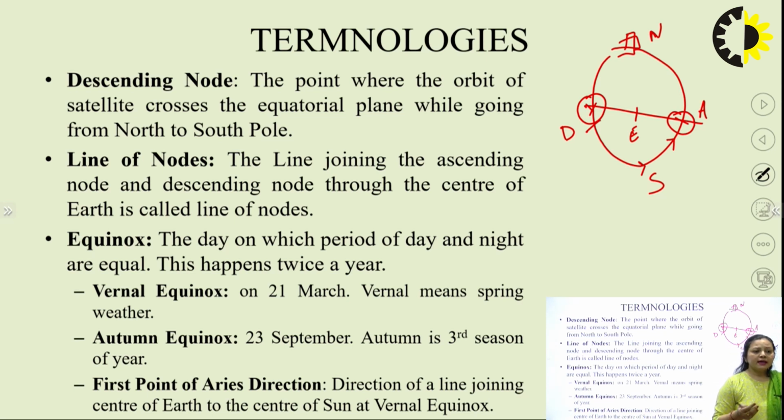First one lies on the 21st March. We call it the vernal equinox. Vernal means spring weather. So on 21st March, the period of night and the period of day are equal.